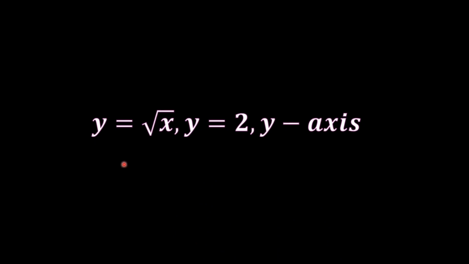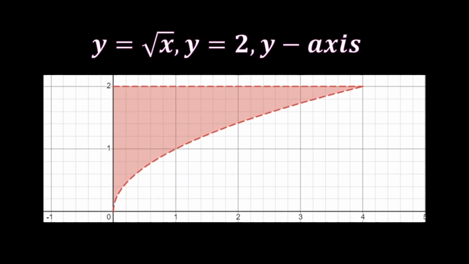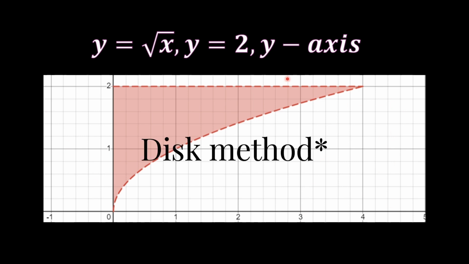We are tasked to find the volume bounded by this graph: y is equal to square root of x, y is equal to 2, and the y-axis. Now, that graph would look a little something like this. So how do you think we're going to solve it? Well, we will be using the cylindrical method.